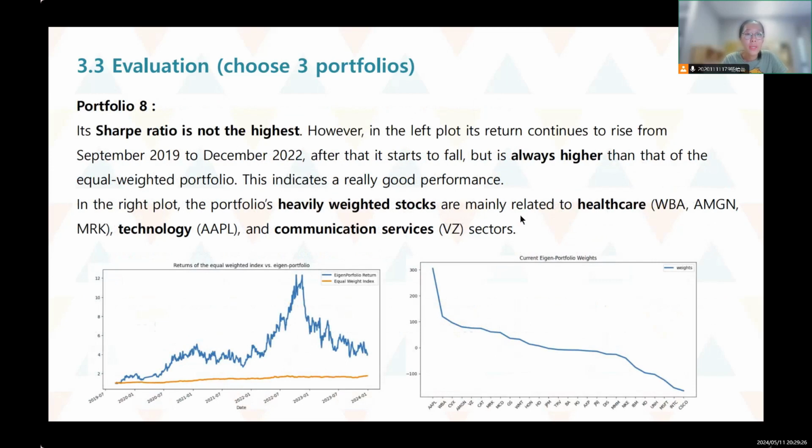Portfolio 8's Sharpe ratio is not the highest. However, in the left plot, its return continues to rise from September 2019 to December 2022. After that, it starts to fall, but it's always higher than that of the eco-weight portfolio. This indicates a really good performance. In the right plot, the portfolio's heavily weighted stocks are mainly related to healthcare, technology, and the communication service sectors.